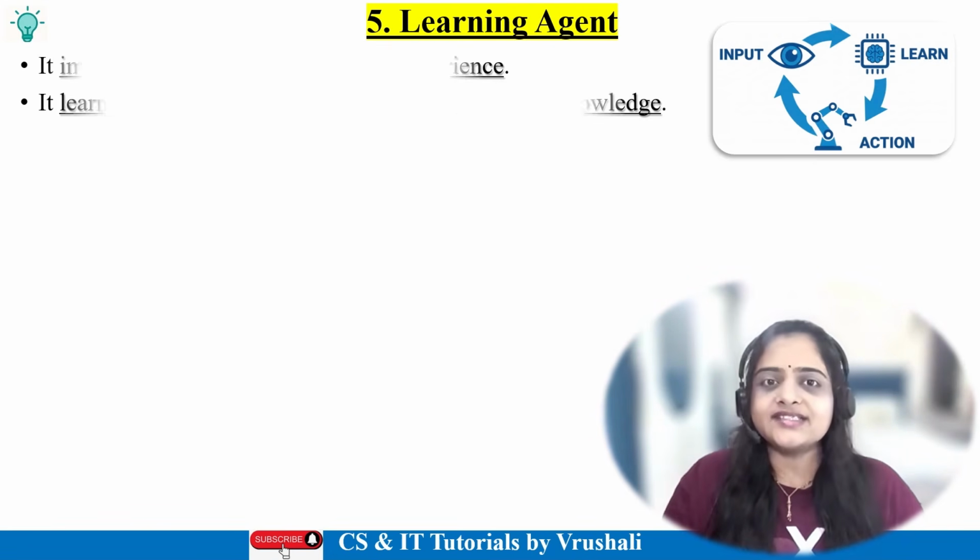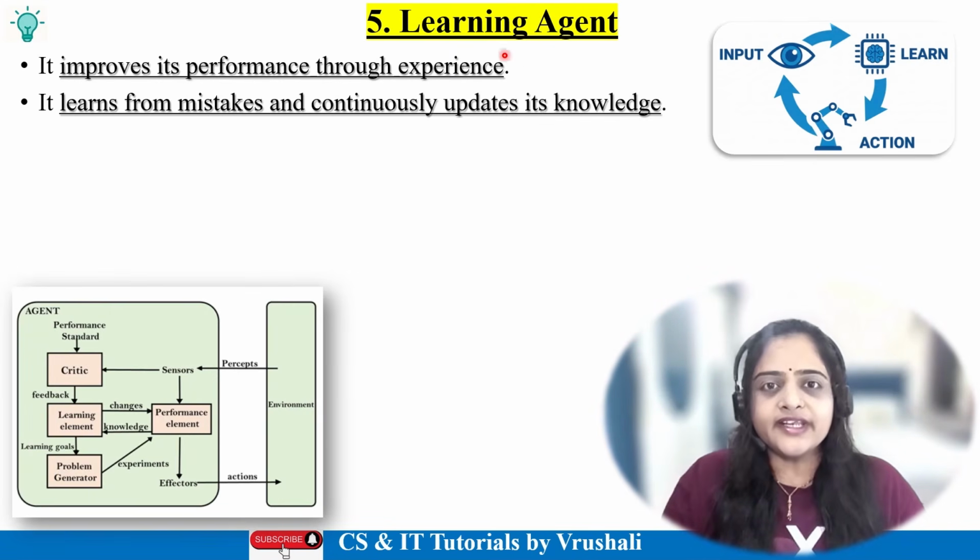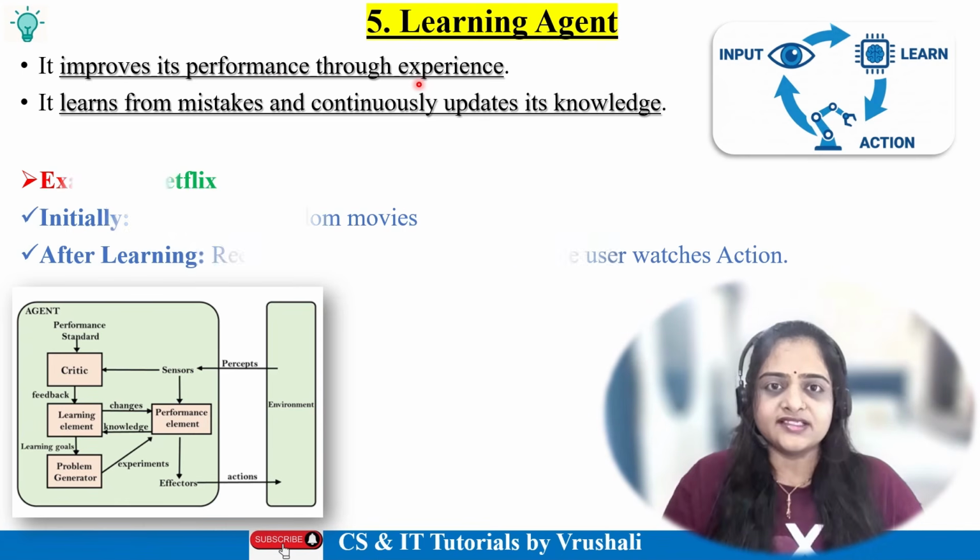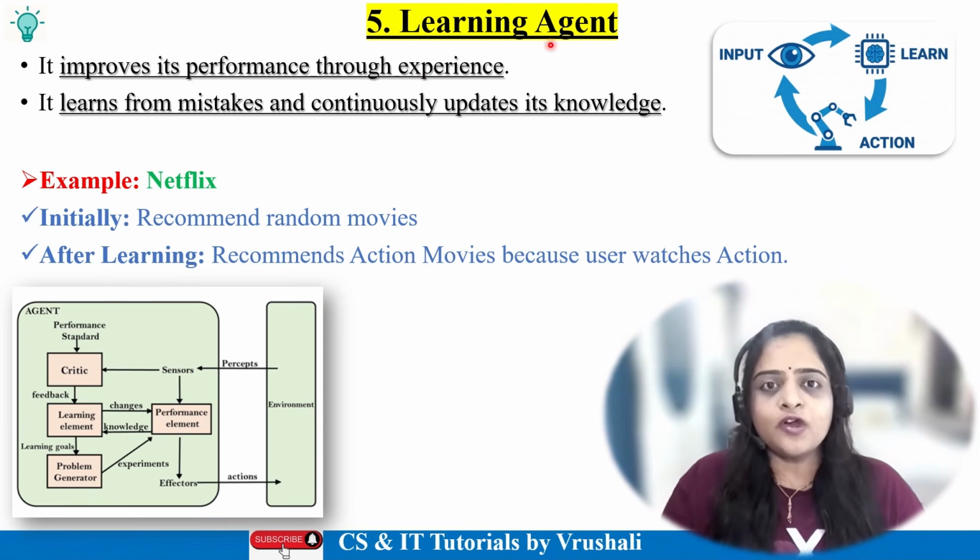The last one is the learning agent. As the name suggests, learning means it learns from mistakes, it learns from past data and according to that they update their knowledge. Basically, a learning agent improves performance through its experience. The best example of a learning agent is a recommendation system.